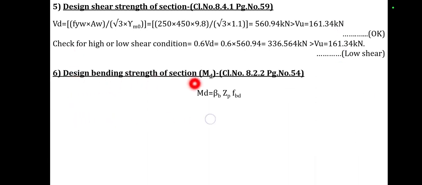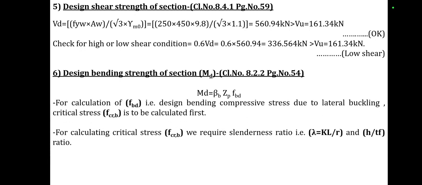Then, as it is a case of low shear, we have to calculate the design bending strength of the section, MD, from clause number 8.2.2 of page number 54. So MD is equal to beta B into ZP into FBD. For calculation of FBD, that is the design bending compressive stress due to lateral buckling, the critical stress FCRB is to be calculated first. For calculating the FCRB, we require the slenderness ratio, that is lambda equals KL upon R, and the H upon TF ratio.